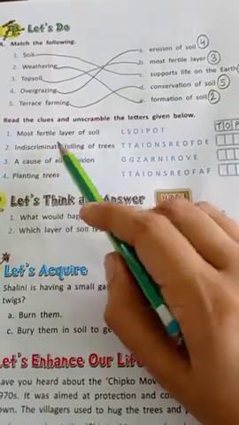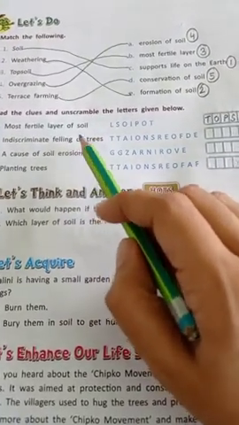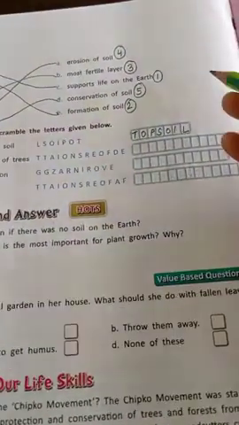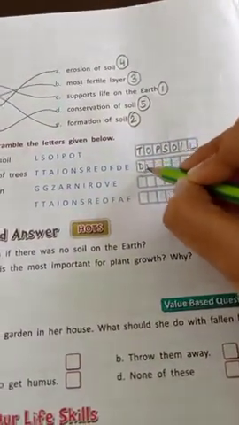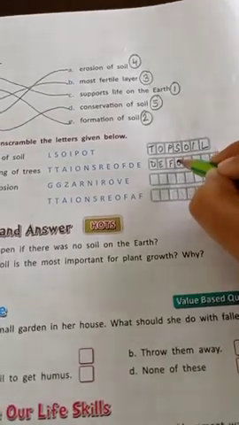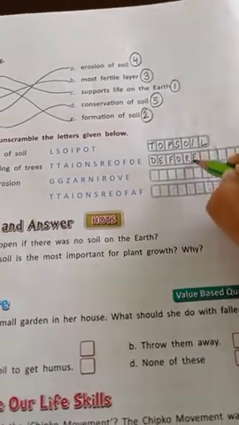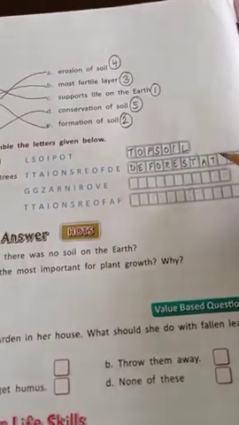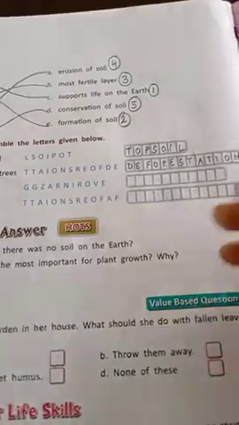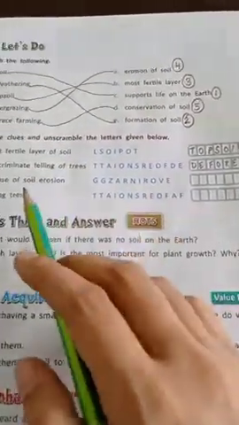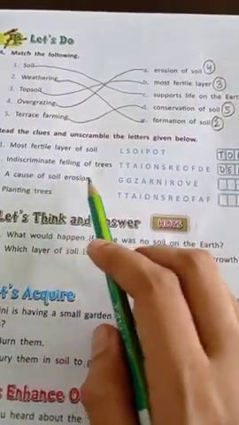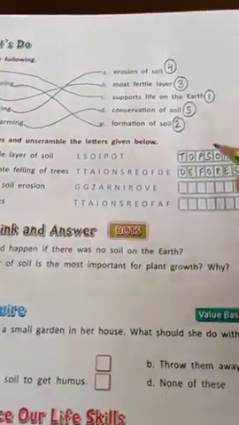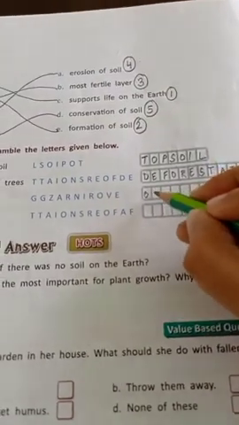Number 2 is indiscriminate felling of trees. When a large number of trees fall off together, it is called deforestation. So write it here. Deforestation. Okay. Now number 3, a cause of soil erosion. It is overgrazing.